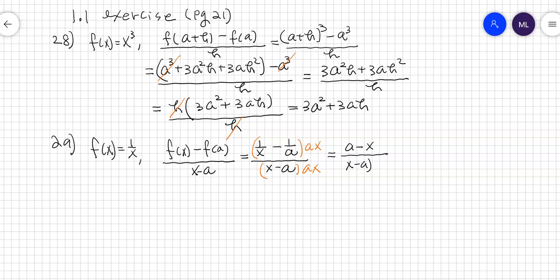x over ax, but a minus x is the negative of x minus a, so that is negative x minus a over ax, times 1 over x minus a, so x minus a gets canceled again. So the final answer is negative 1 over ax. That is 29. I'm going to skip a few over here, and then let's go to 34.